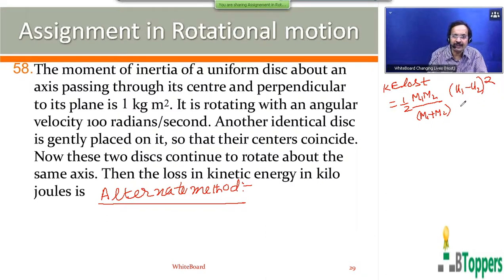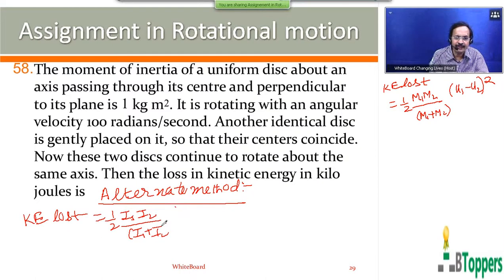A similar formula can be written for a similar situation in rotational motion, that is, when the two disks or the two bodies rotate with a common angular velocity after they are coupled. The kinetic energy lost can be written by using moments of inertia in place of masses. In place of m1 and m2, write I1 and I2. In place of u1 and u2, write omega 1 and omega 2. Here I1 and I2 are both equal, each is equal to 1 kg meter square.